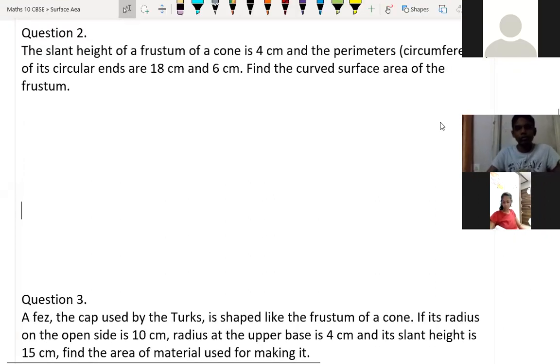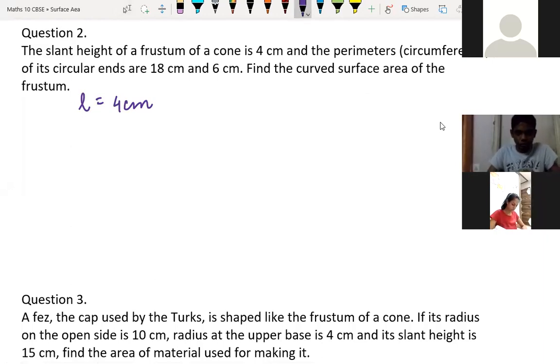So slant height of a frustum. What is slant height, children? L, right? So L is equal to 4 centimeter. And the perimeters, the circumference of its circular ends, are 18 centimeter and 6 centimeter. Find the curved surface area of the frustum.